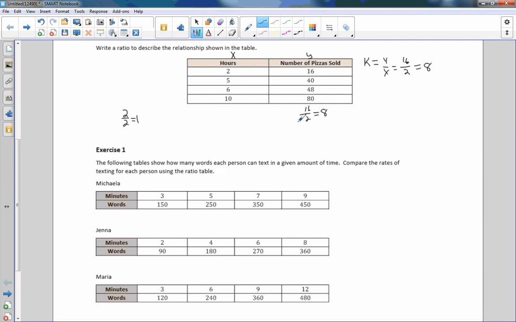So I got it down to a ratio that is 1 to something. So our ratio, I should say the ratio, is 1 to 8. So if I multiply 5 times 8, I get 40. 6 times 8, 48. 10 times 8, 80. So the ratio used to create this table is 1 to 8, which means there are 8 pizzas sold every hour.